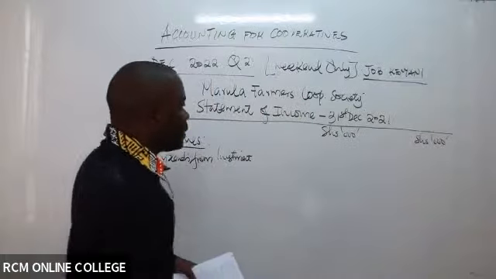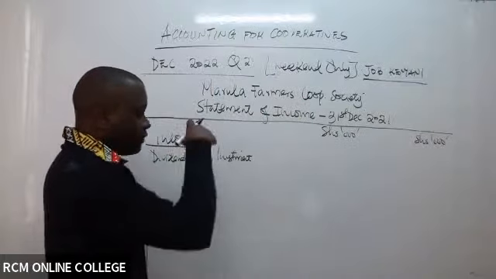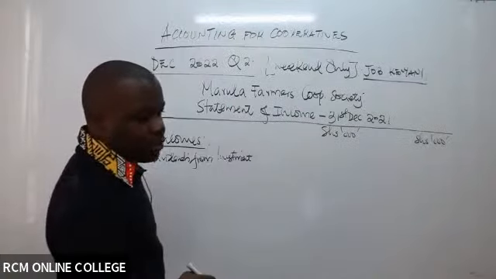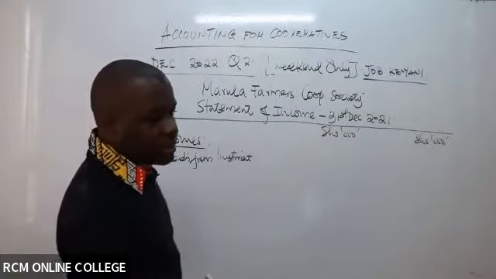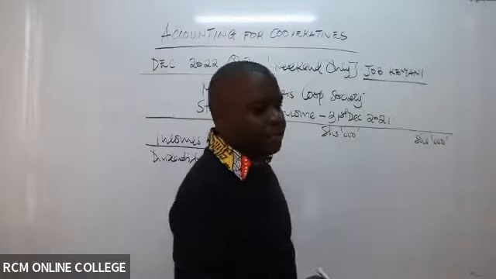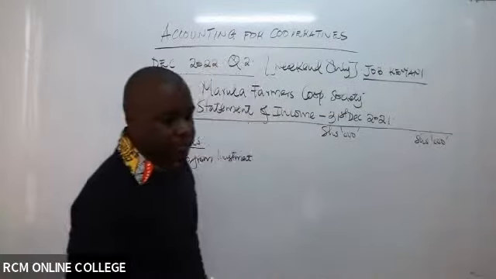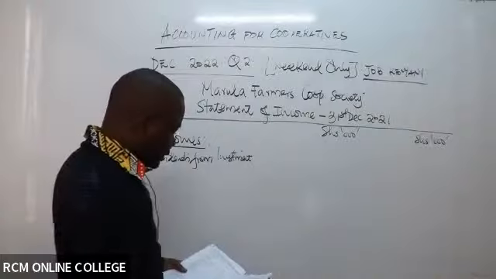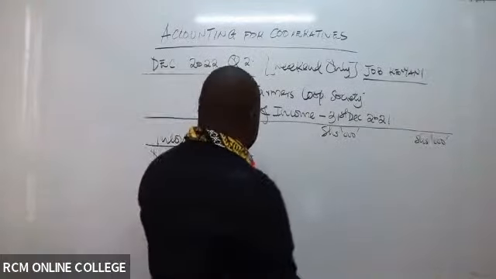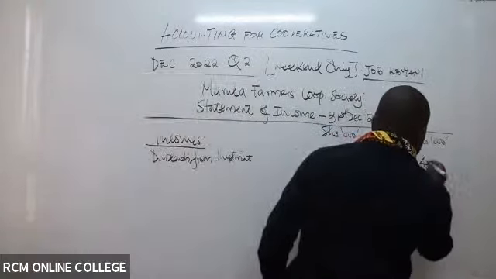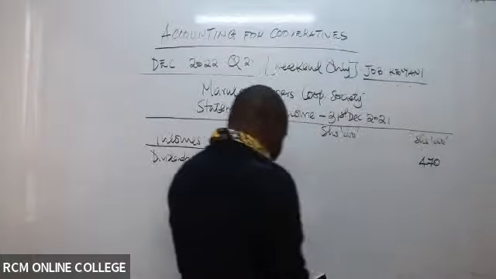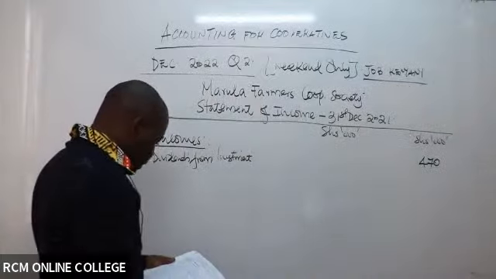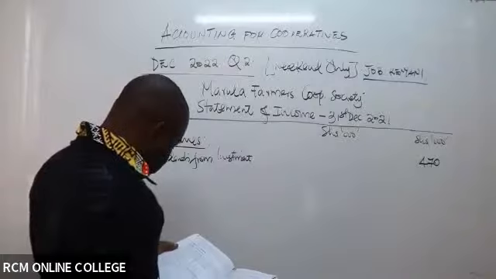Dividends from investments made by this cooperative society. They invested out, but of course they got some monies. So how much is it as per the trial balance? Dividends from investment, exactly 470. Yes, 470.